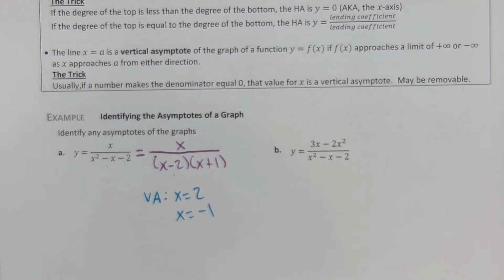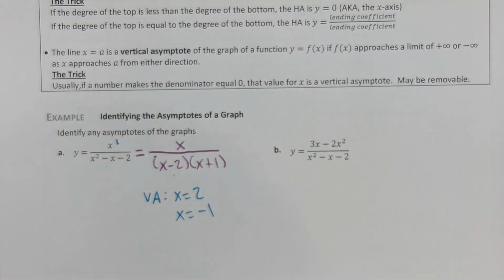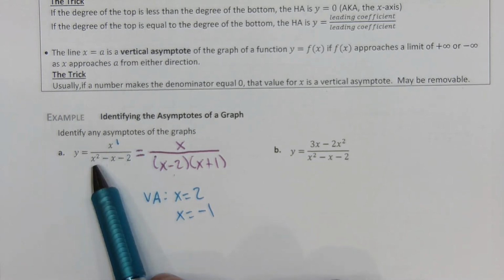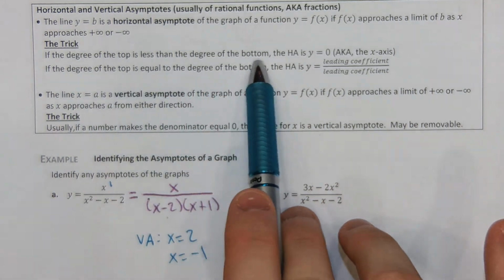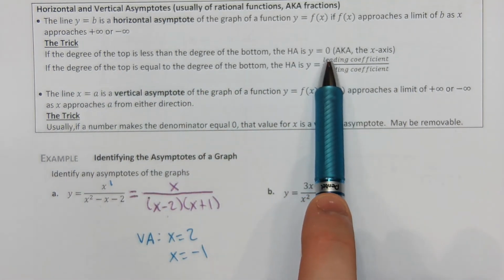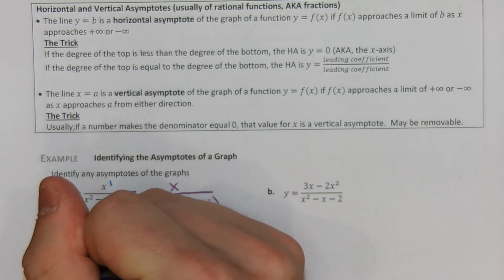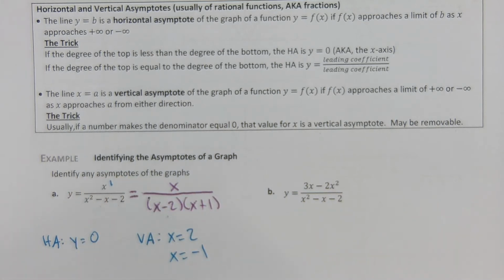And what about the horizontal asymptote? Well, we look at the exponent on the top, look at the exponent on the bottom. The exponent on the top is not written, but it is a 1. So what we have here in this situation is the degree of the top being less than the degree of the bottom. So if we just head on up to our box right here, when the degree of the top is less than the degree of the bottom, then y equals 0. The x-axis is our horizontal asymptote. There. We found all three asymptotes of that function.